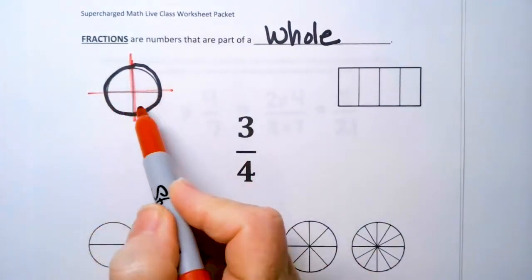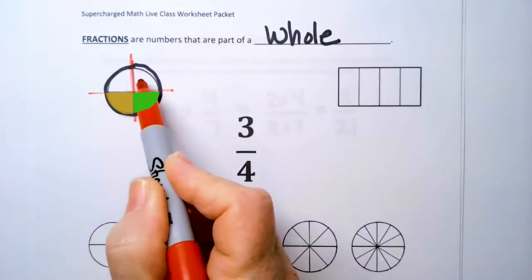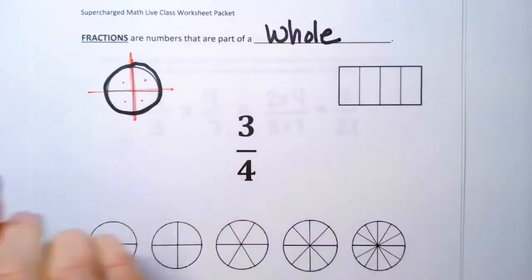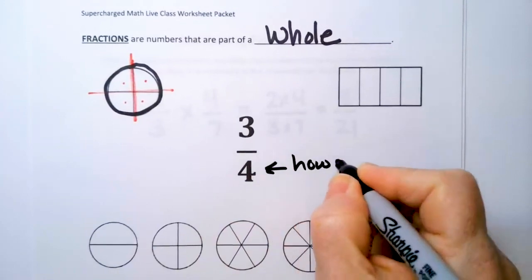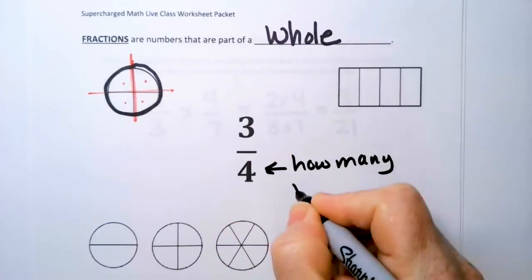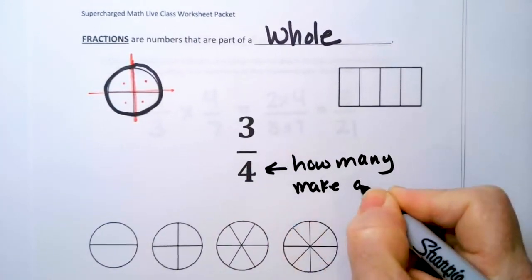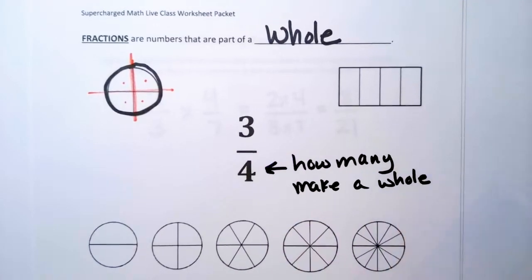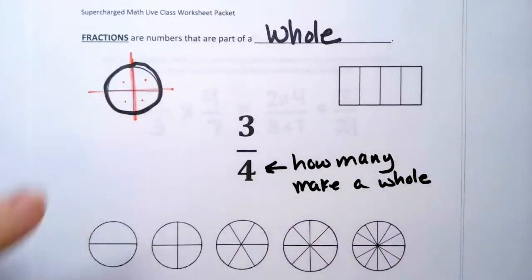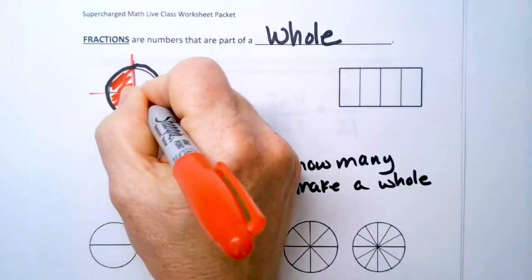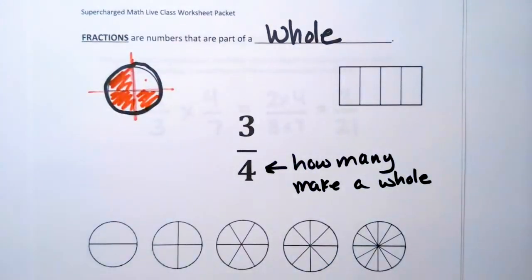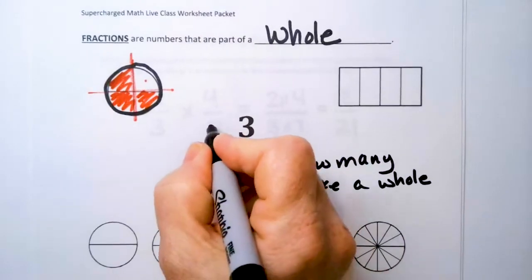Now, how many slices do we have? 1, 2, 3, 4. That's the number on the bottom. The number on the bottom is how many make a whole. Okay? And the number on top, this is how many we're talking about. Like I might say, you ate 3/4 of that pizza. Okay, so this is how many we have.